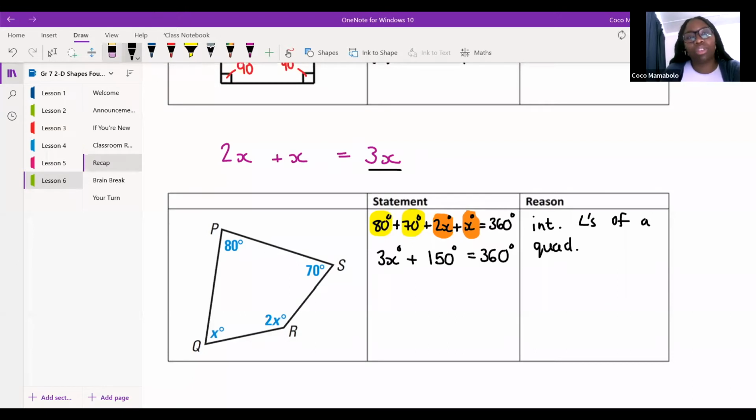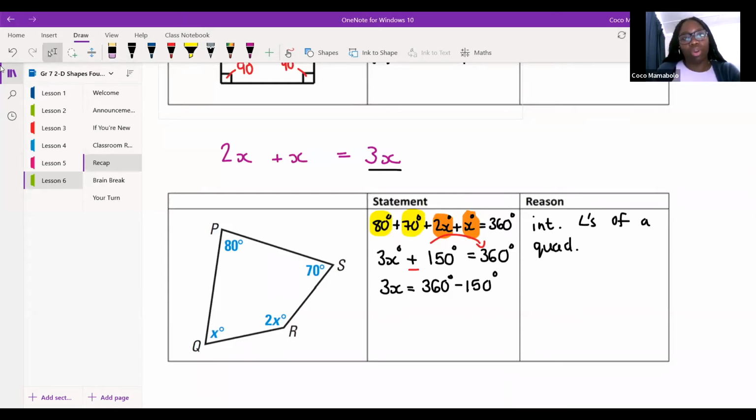Okay, Leano, can you tell me what's going to happen to this 150 degrees if I take it over the equal sign? It's plus 150 degrees on this side. What's going to happen when I take it over to the other side? It's going to become a negative 150 degrees. 3x is equal to, can you finish the sum? 360 degrees minus 150 degrees. Excellent. Very well done.